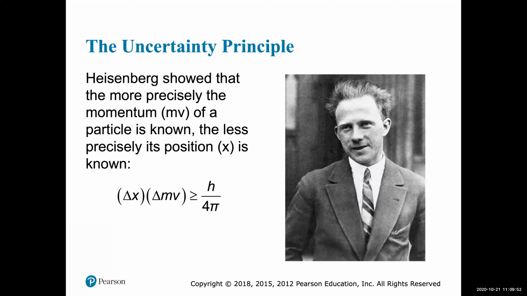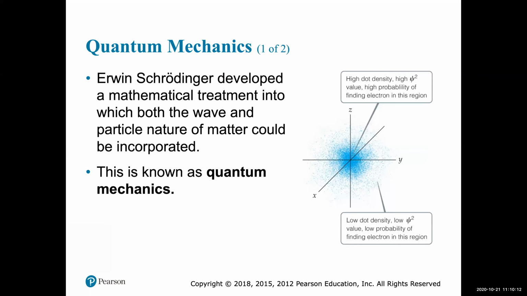So a guy named Heisenberg came up with something called the Heisenberg uncertainty principle. And what that did, it showed that the more precisely the momentum of a particle is known, the less precisely its position is known. And so this led to the Schrödinger equation and the whole field of quantum mechanics.